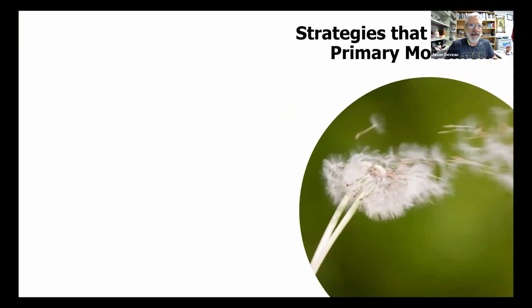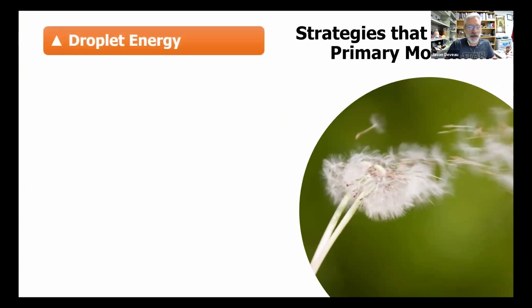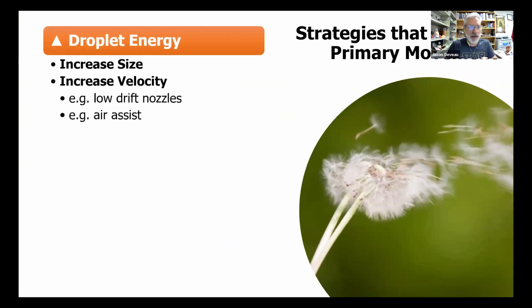Well, knowing now how this relationship works, what can you do to keep your droplet on course and out of your neighbor's hair? You could raise that energy. We could give the droplet more energy. Well, how do we do that? Make it bigger. Use a coarser droplet size. Speed it up. Reduce the amount of time that it's exposed to outside forces and get it where it needs to go before it moves off course.